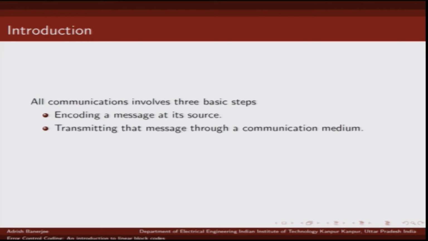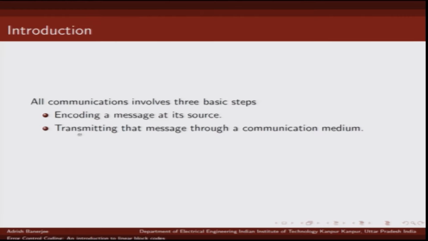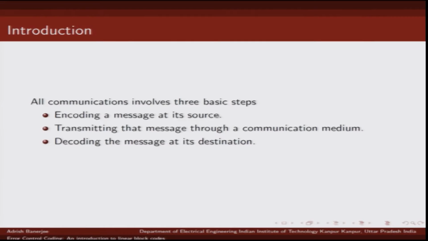Second, once you have represented your source, you want to transmit that source over a communication channel. So the second thing is transmission of the message through a communication channel. And finally, once the receiver receives the message, it has to decode to find out what was the information that was transmitted. So broadly, there are three steps involved in communication: encoding, transmission, and then finally decoding. Information theory gives us fundamental limits on the best compression that we can achieve. It also gives us fundamental limits on the maximum transmission rate possible over a communication channel.